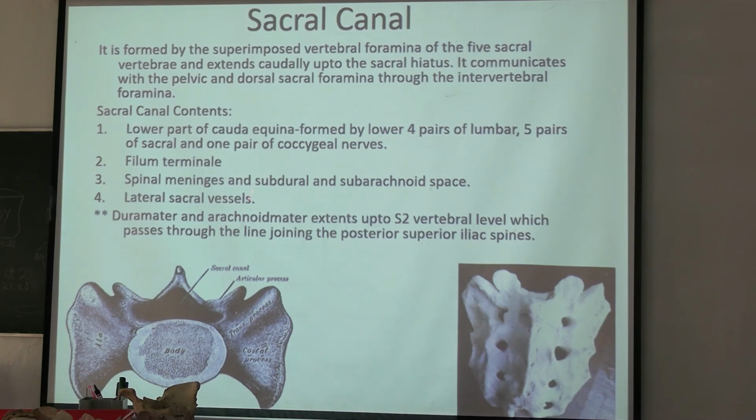Okay, sacral canal content is also asked. Dura mater, and this level is important. Dura mater and arachnoid mater extend up to the S2 vertebral level, which passes through the line joining the posterior superior iliac spine of the hip bone. If you join the posterior superior iliac spine of both sides, this line will pass through this S2 vertebral level, up to which the dura mater and arachnoid mater, these layers of meninges, extend.